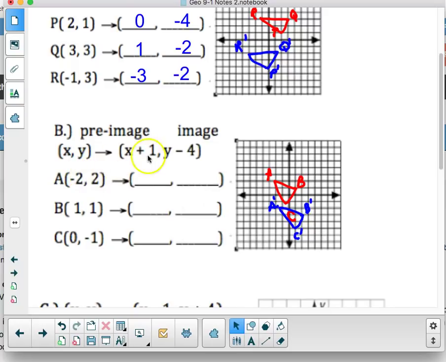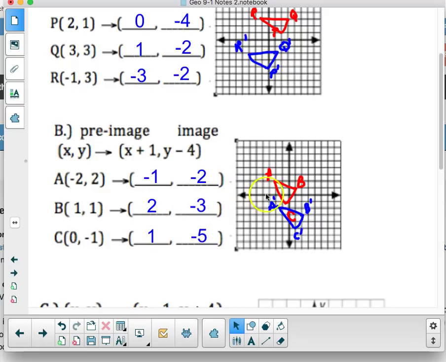I'm going to take negative 2 and add 1. That's negative 1. I'm going to take 1 and add 1. That's 2. I'm going to take 0 and add 1. That is 1. And then in my y's, I'm going to subtract 4 from each one of these. 2 minus 4 is negative 2. 1 minus 4 is negative 3. And negative 1 minus 4 is negative 5.